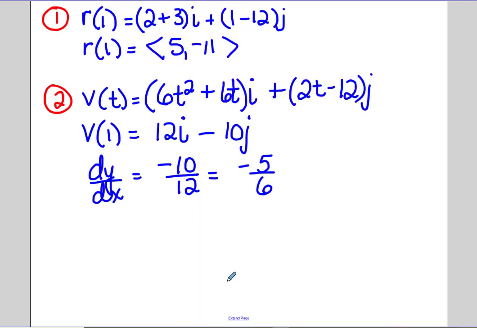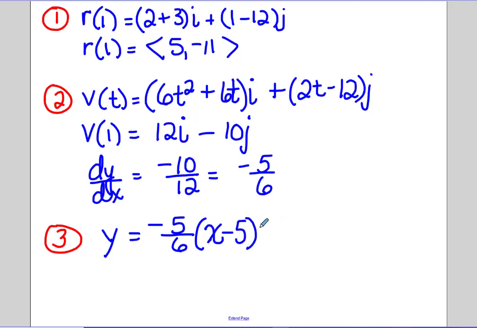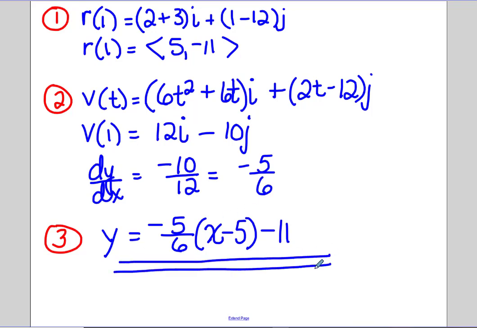So we have a point, and we have a slope. And with a point and a slope at our given time, then we can write the equation of the tangent line. So y is equal to the slope -5/6 times the quantity x minus 5, minus 11. So our point was 5, -11. That was our vector, and our slope was -5/6. So we have the tangent line, tangent to the path of the particle at the point where time is 1.